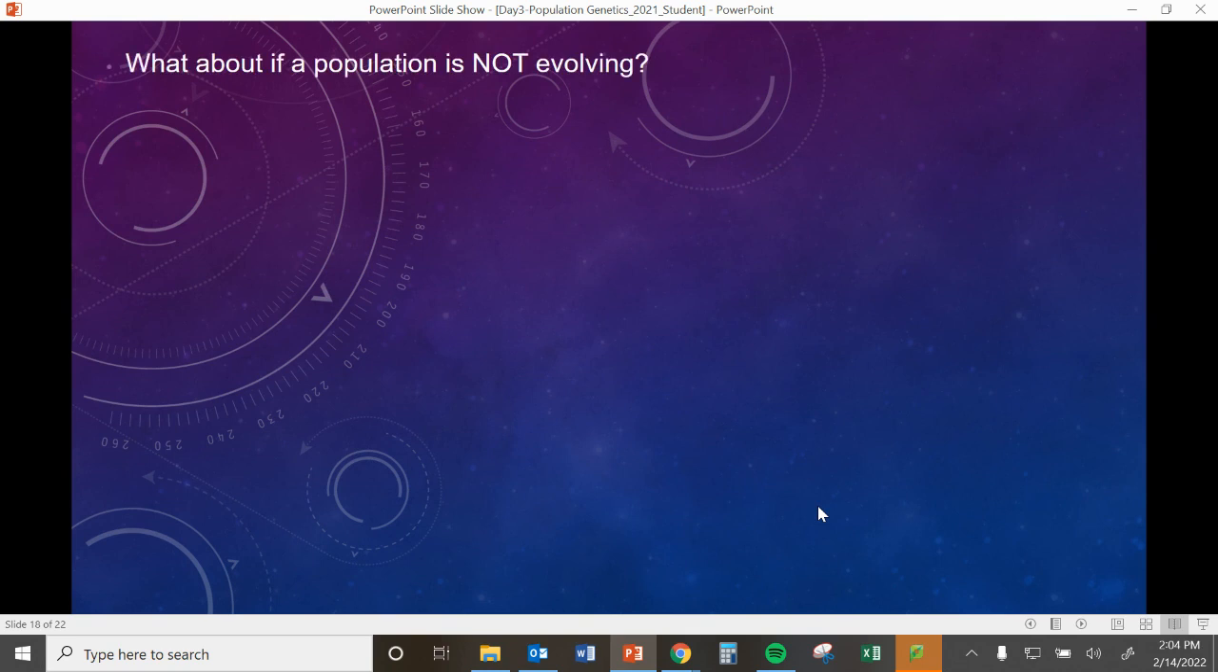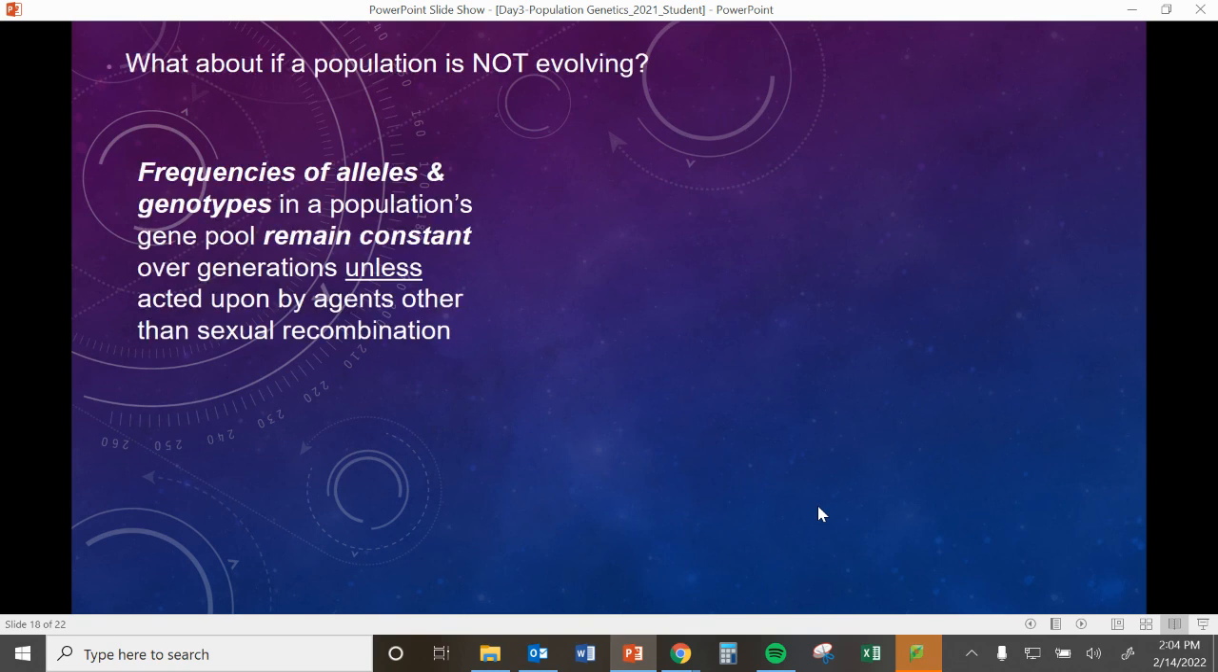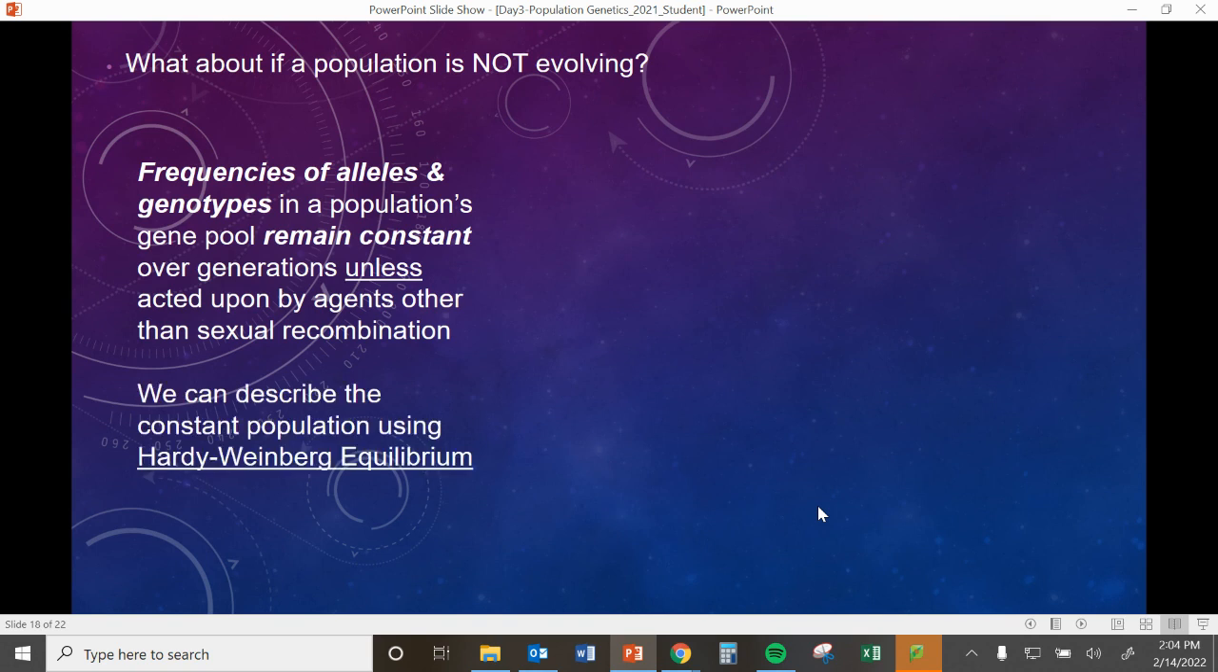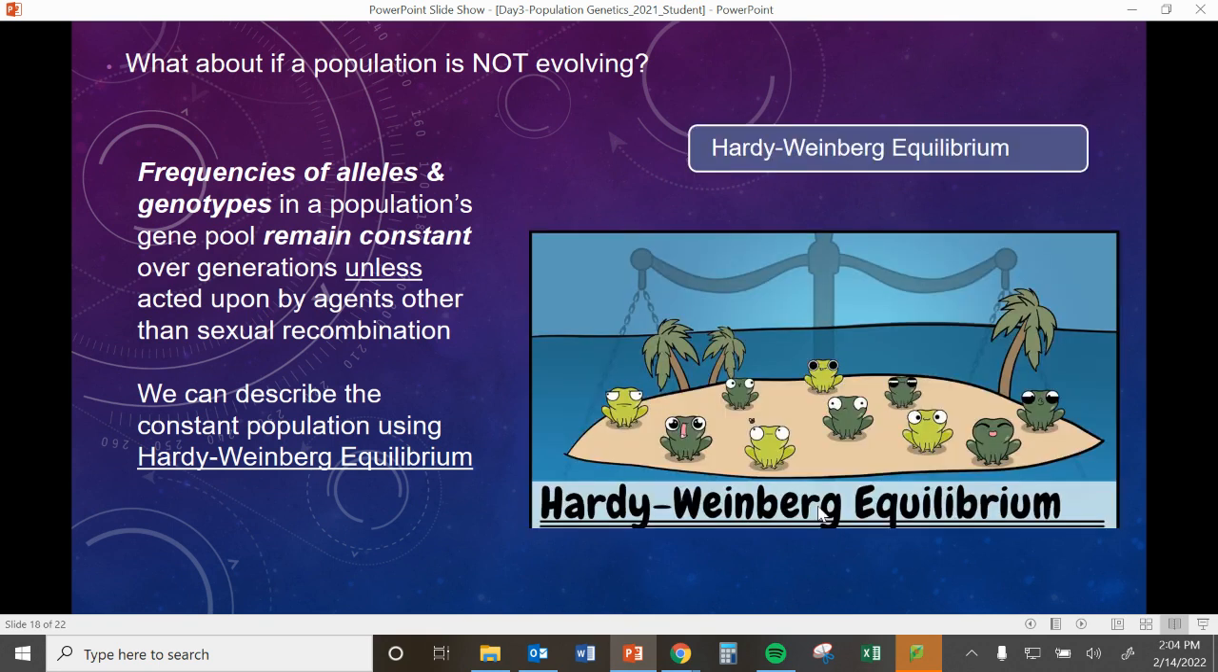Okay, so what if a population is not evolving? In that case, the frequency of alleles and genotypes in the gene pool of a population is going to remain constant unless acted upon by another agent other than sexual recombination. We can describe that using something called the Hardy-Weinberg equilibrium. The Hardy-Weinberg equilibrium is a way of describing the equilibrium that's happening when evolution is not occurring.